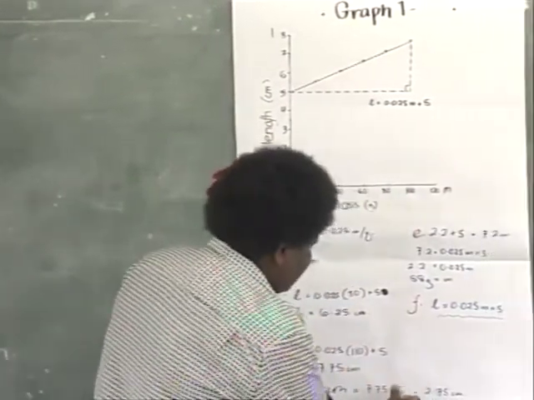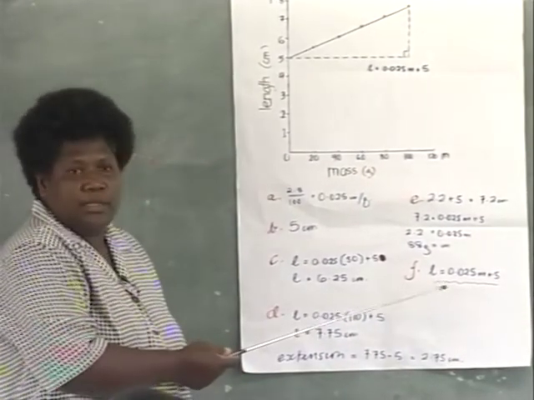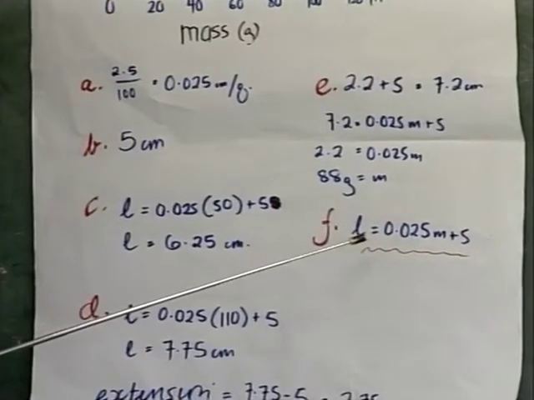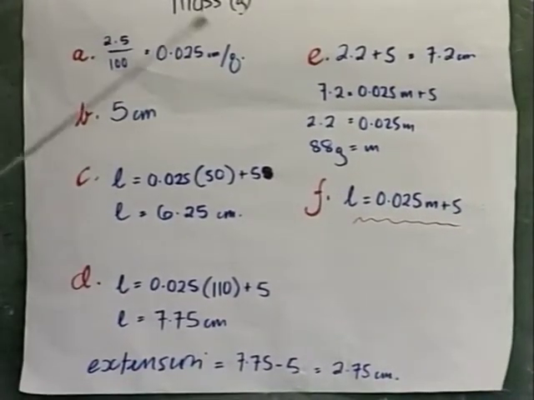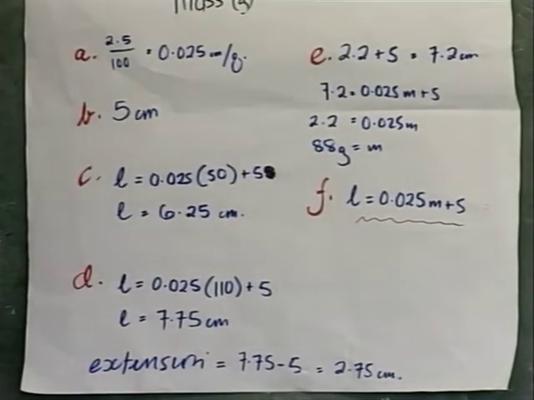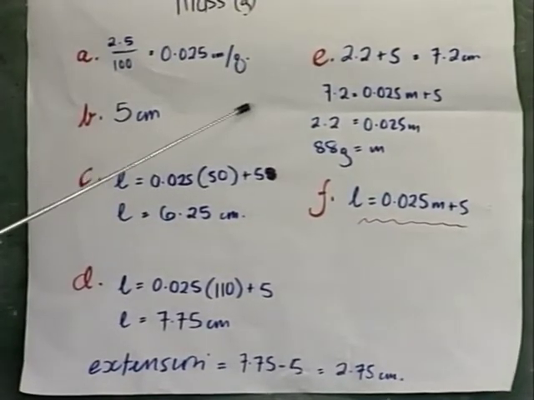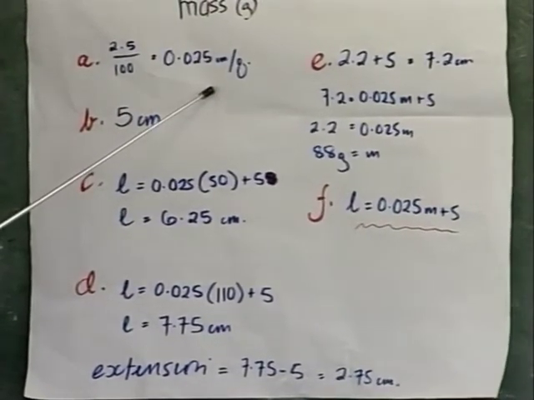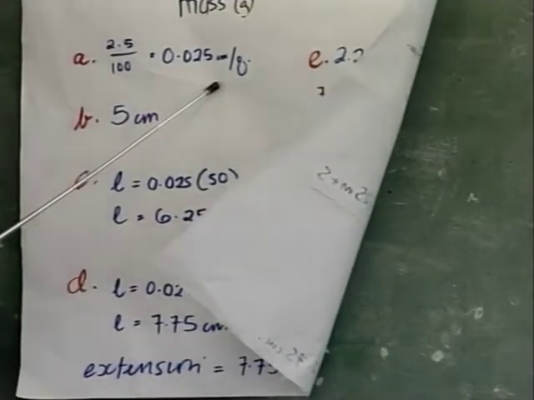Now, to answer the questions, what has happened here is they ask you to find the equation last. It's the last question that is asked here. So what is the extension per gram? If you are asked for anything on rate like this, you are asked to find the extension per gram. You get the answer from the gradient of the line.